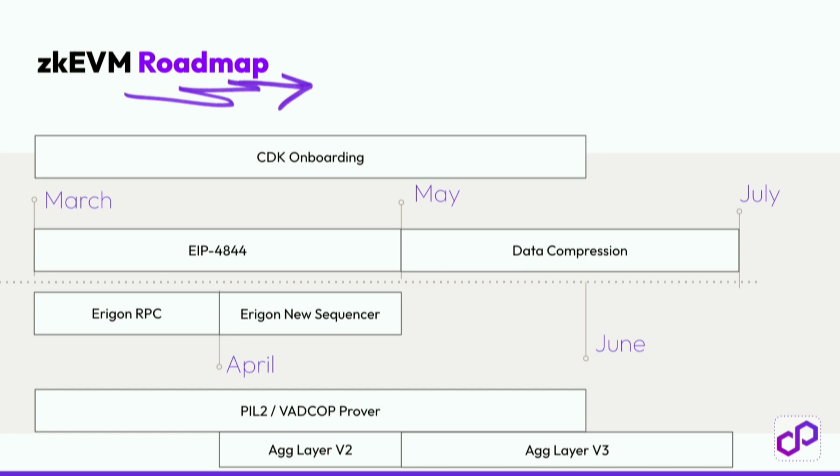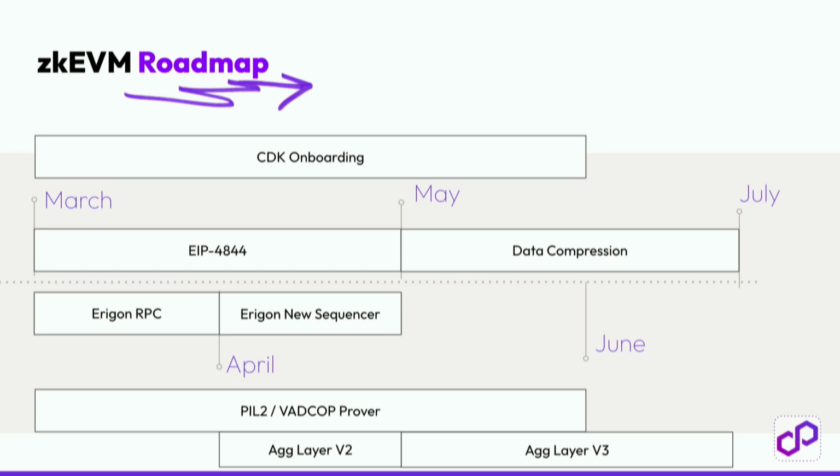Finally, I would like to explain a little our roadmap. This is not a commitment, it's just our intentions, just to make that clear. As you can see, right now we are onboarding CDKs on the new aggregation layer. We can talk about that in the booth. We have been promoting that a lot. We are working on the EIP4844 currently. And also, in parallel, we are working on the Erigon RPC that is going to happen very soon.